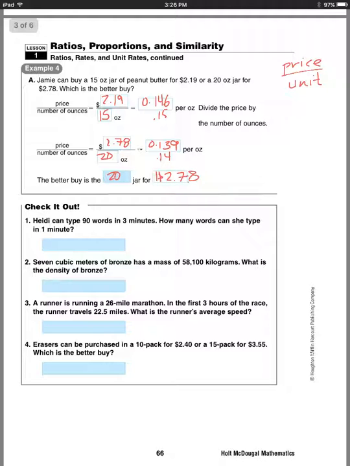Okay? So on these, we just divided the numerator by the denominator, but that's the same thing as dividing each by 15 to get a denominator of 1, and each by 20 to get a denominator of 1. Okay? Same thing. So go through, do your 4 check-it-outs, and get them checked, and then continue on with your day.